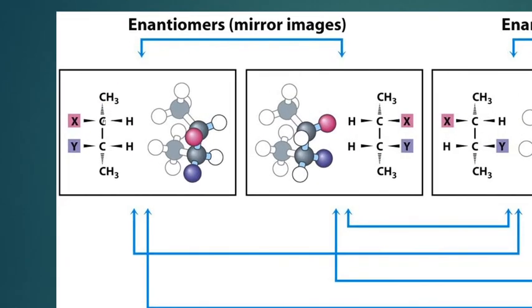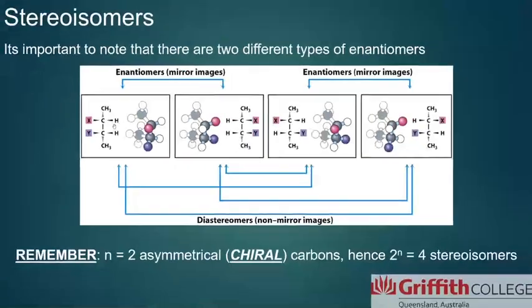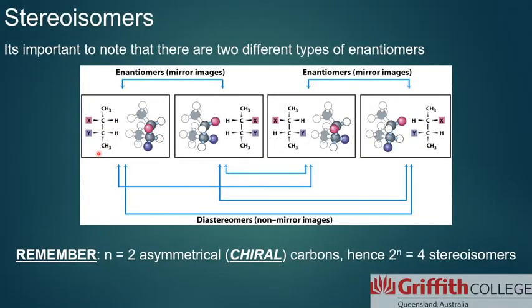Sorry, let me zoom in a bit. There we go. Our central carbon here is bound to a hydrogen, it is bound to a methyl group, and it is bound to the rest down here. So that is 4 distinct and separate groups. Therefore, that is chiral. So our monosaccharide here has 2 chiral carbons. Therefore, 2 to the power of 2, which is 4, meaning that we have 4 different stereoisomers.